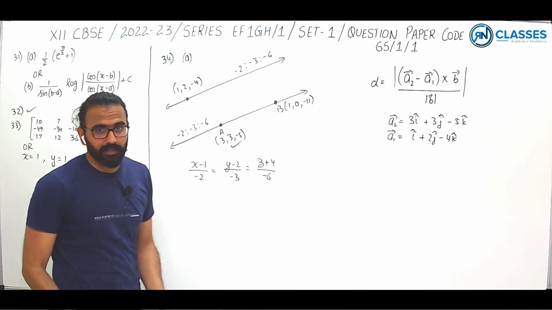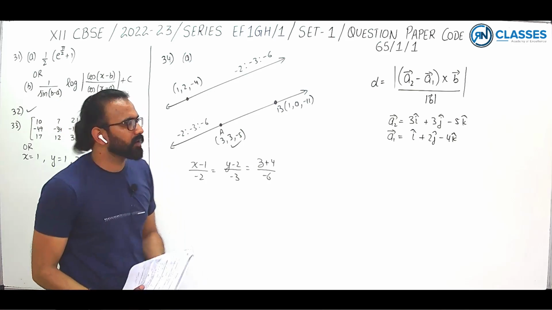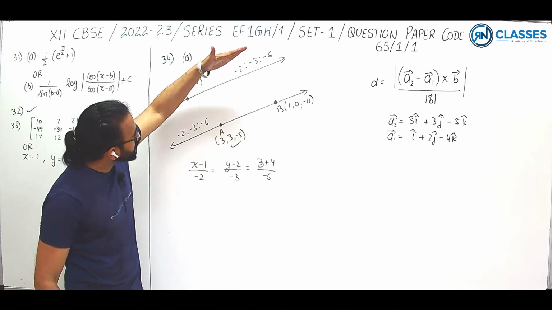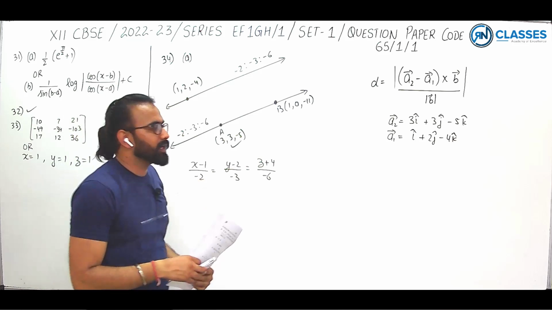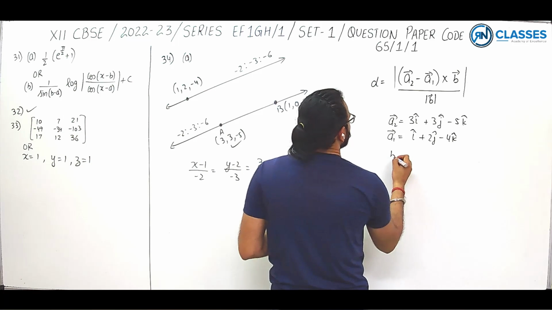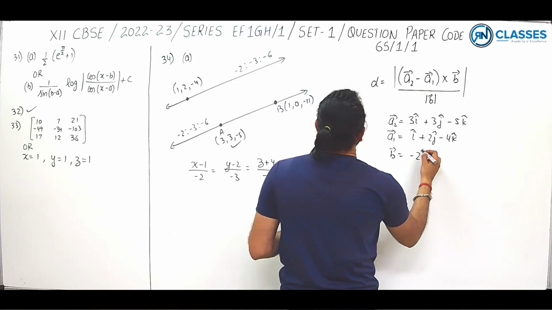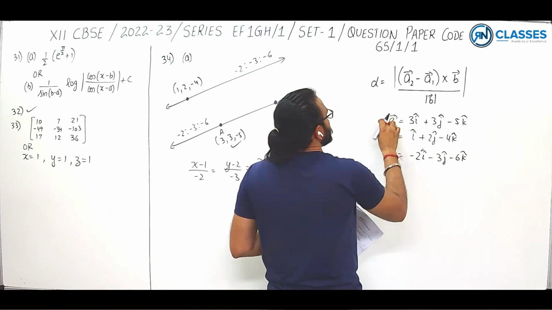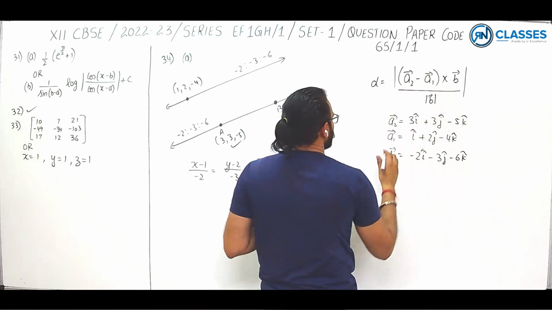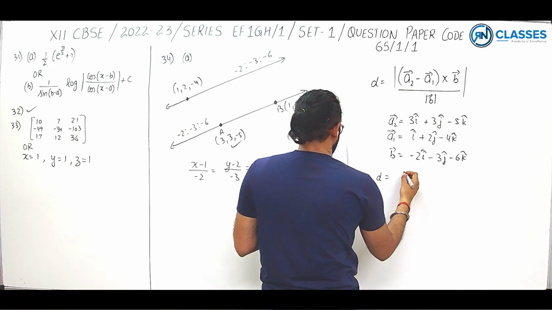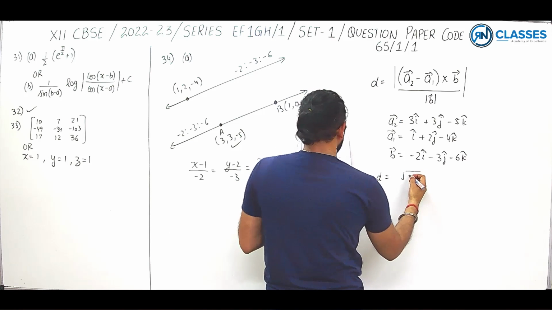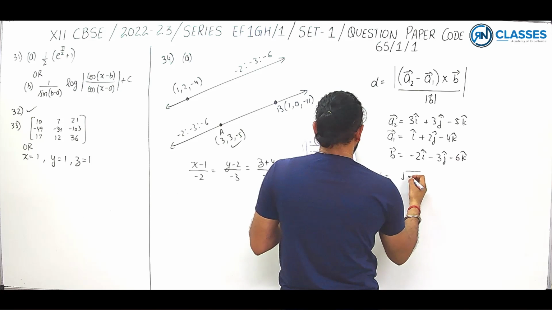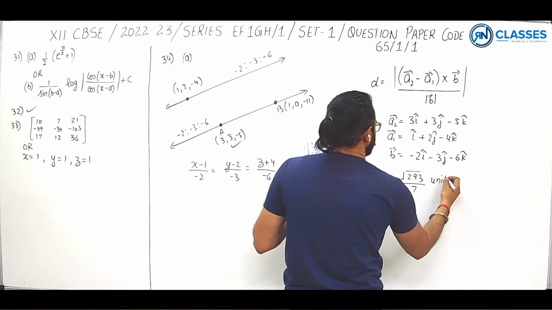And what is b vector? That is one vector parallel to these two lines. Since direction ratios are given, we can write vector parallel to the line. So b vector will be equal to minus 2i cap minus 3j cap minus 6k cap. जैसे ही आप इन सब वैल्यूज को यहां सब्स्टिट्यूट करोगे, आंसर टर्न्स आउट टू बी root of 293 by 7 units.